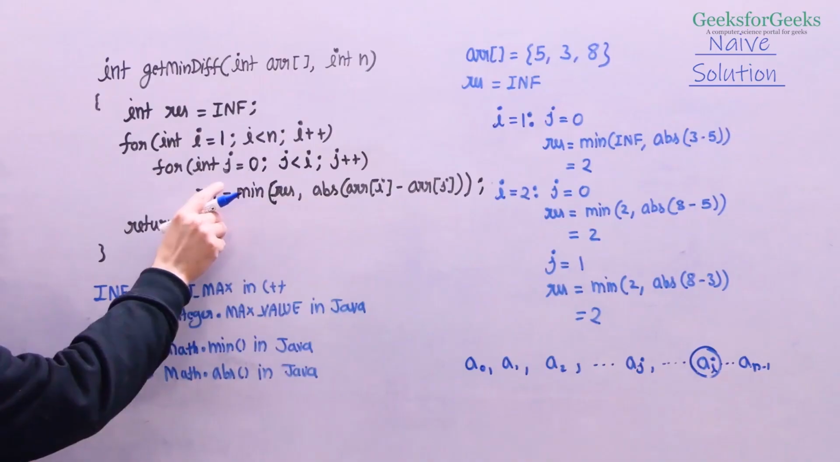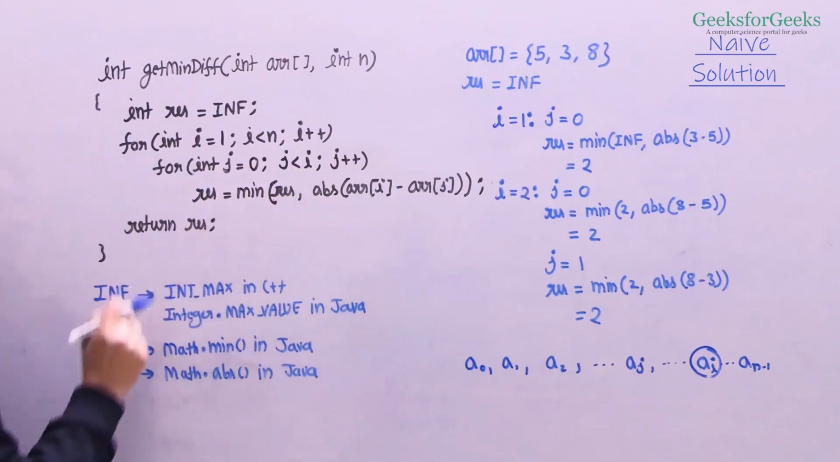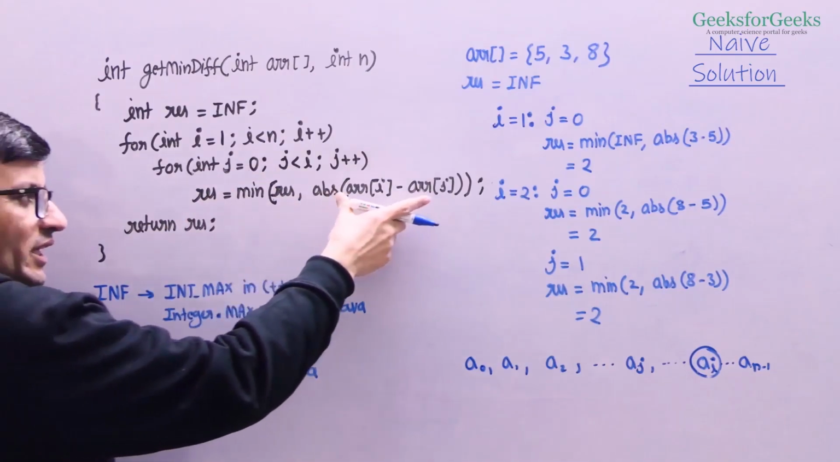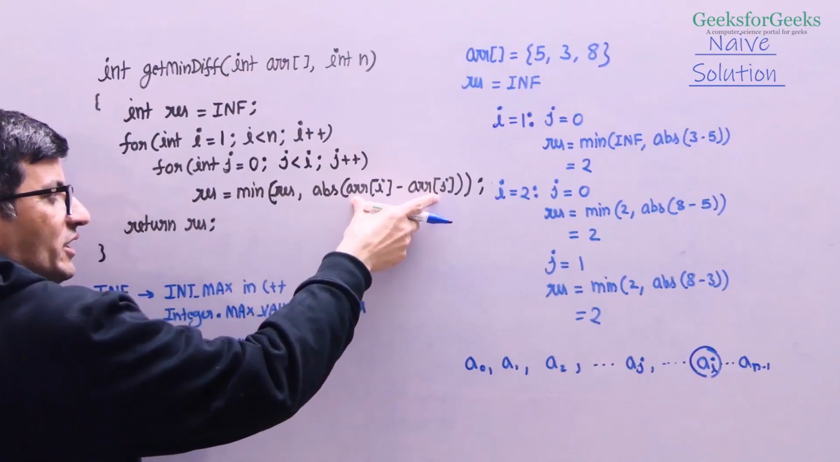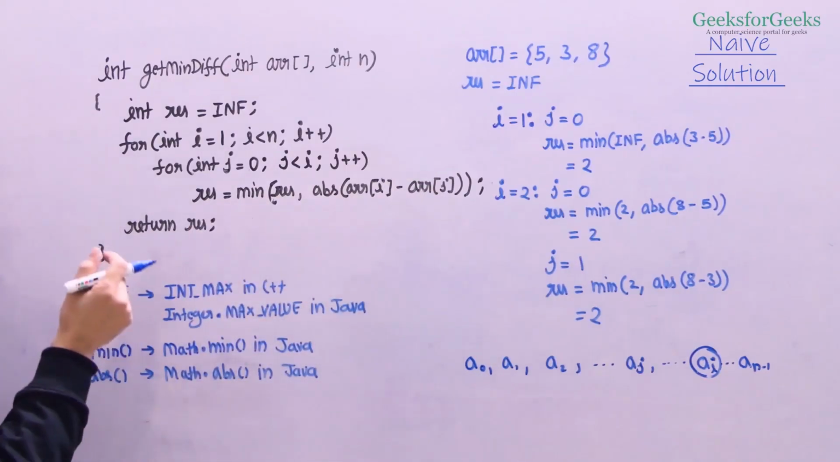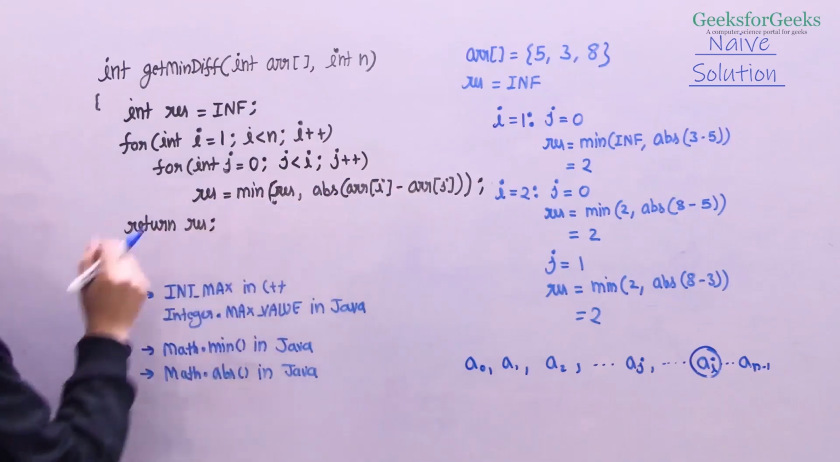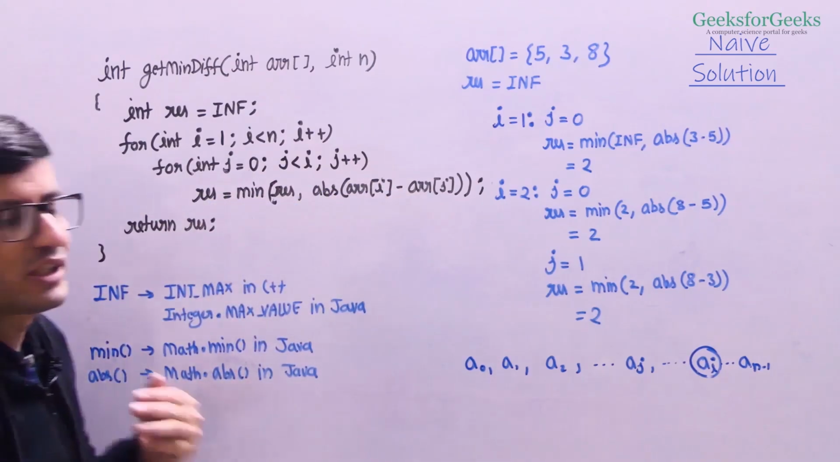For the first element there is nothing before it, right? So for every element ai, we are going to run a loop from 0 to i minus 1 and we are going to compare the absolute difference between ai and aj with result, right? And if the absolute difference is less, we are going to update the result and at the end we are going to return the result.